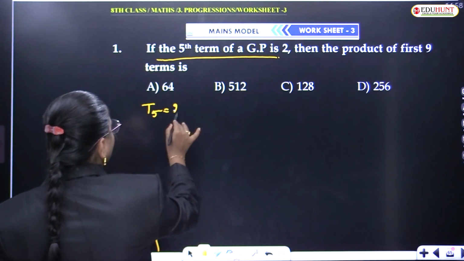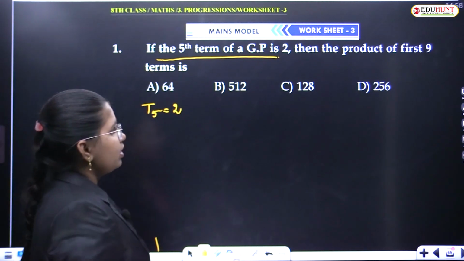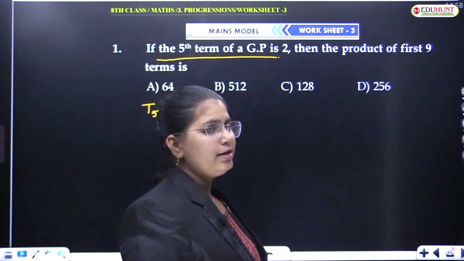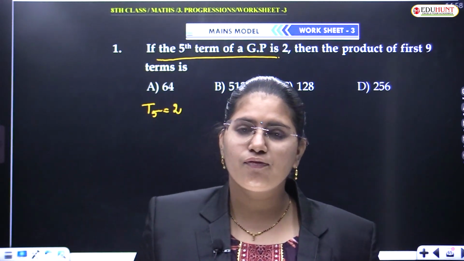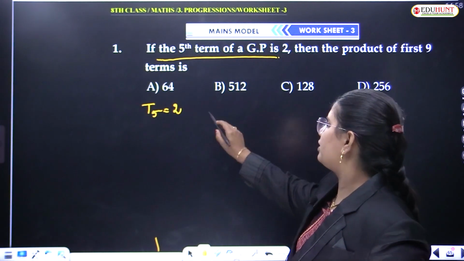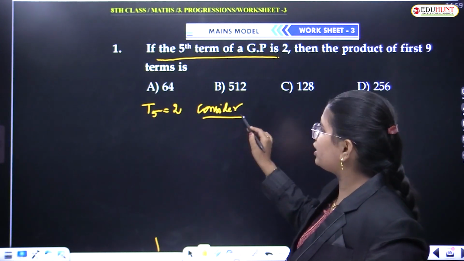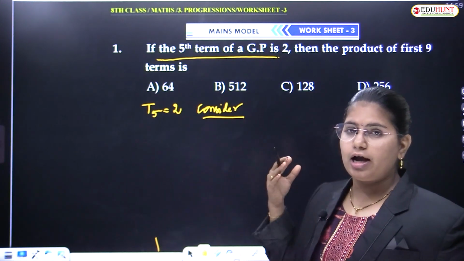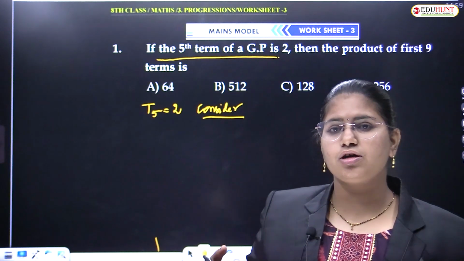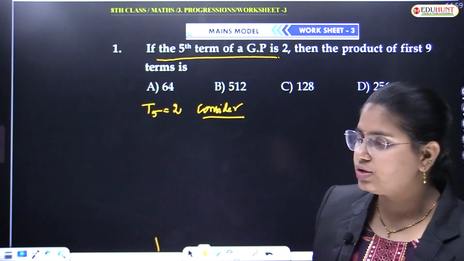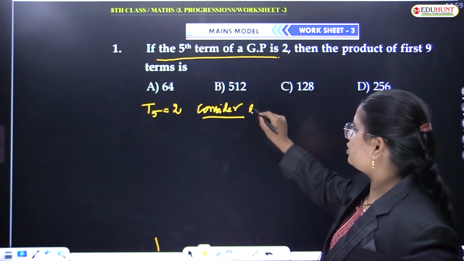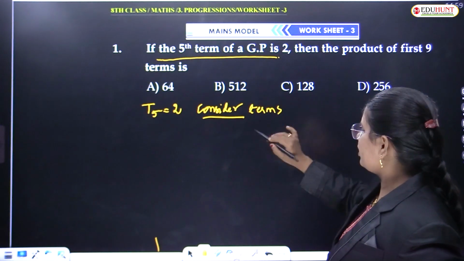So what is given? T5 is equal to 2. Then the product of first 9 terms is dash. So first of all, let us consider what are such 9 terms. Product of 9 terms. You have to take such type of 9 terms. I told you the standard form of terms whenever it is in a GP. So considering terms, what are the terms?